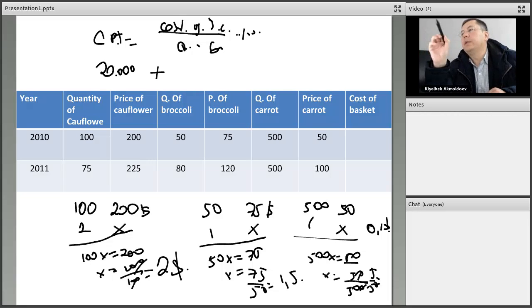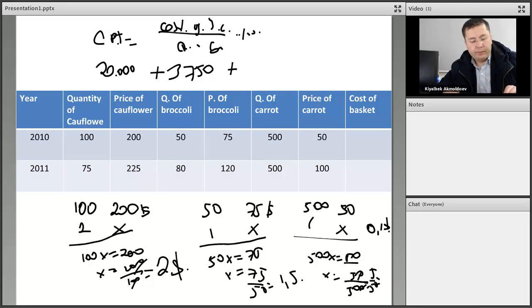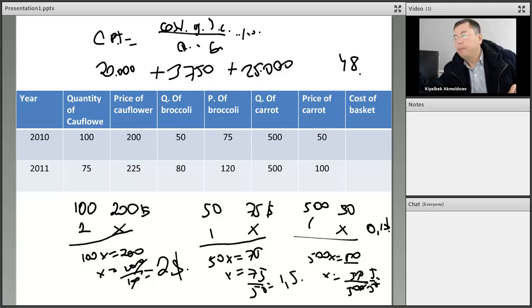20,000 plus 50 times 75, which is 3,750, plus 500 times 50, which equals 25,000. 25,000 plus 3,750 plus 20,000 equals $48,750, the cost of the basket in the first year.